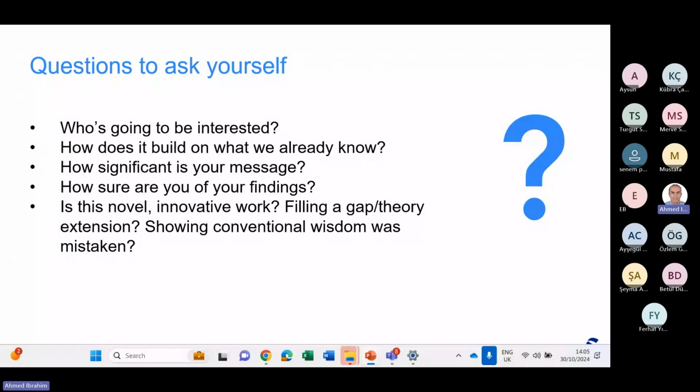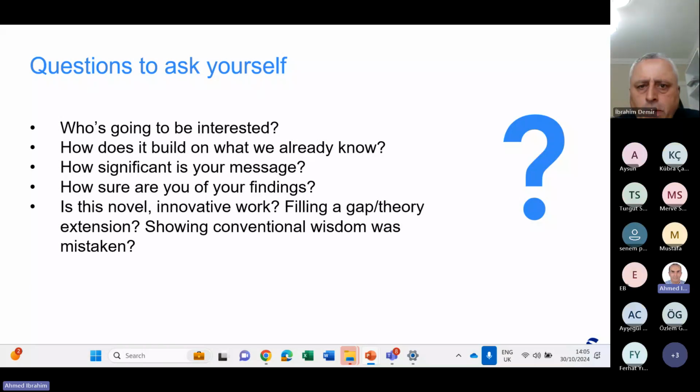Before selecting a journal, there are some questions to ask yourself. Who is going to be interested in this article? Actually, a lot of people first think about selecting a highly eminent journal with a high impact factor. They consider this point before any other. But what we are discussing today is that the first point to think about is who is going to be interested in your article, in other words, its readership.